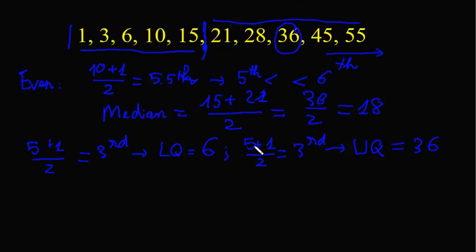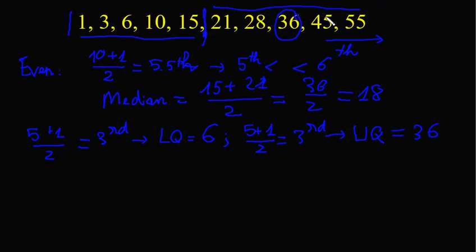And now if we cross out a member here, cross out 55, our data set only goes from 1 to 45. So this one has an odd number of values. Here we consider the odd case. We find the median first: this data set has 9 members, so (9 plus 1)/2 is the fifth one. So the median is equal to the fifth one, 15.